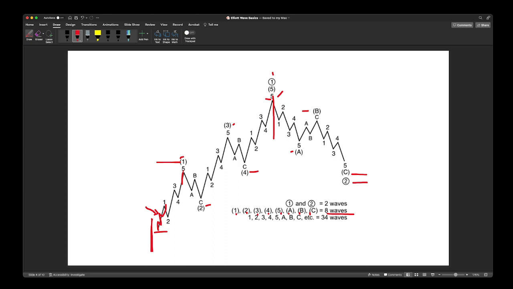You can't judge them on the same degree. You have to change the degree, and this is just to note that there are different degrees of scale. If we were to count all the little waves here, 1, 2, 3, 4, 5, A, B, C, 1, 2, 3, 4, 5, A, B, C, 1, 2, 3, 4, 5, and then 1, 2, 3, 4, 5, A, B, C, 1, 2, 3, 4, 5, we would get a total of 34 waves.